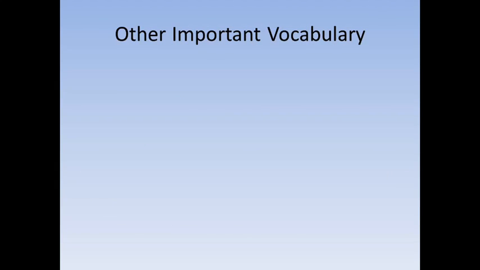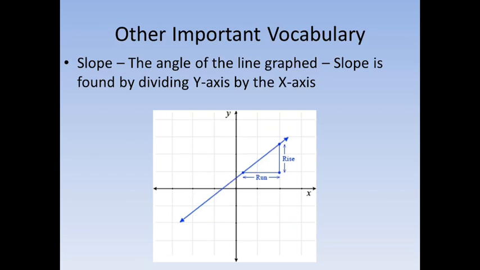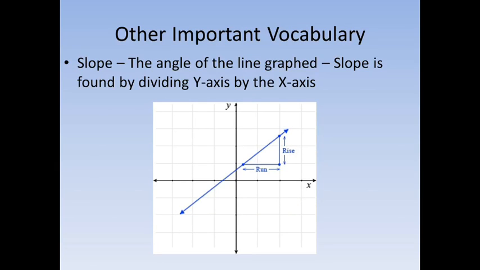Other important vocabulary that we need to know when we're graphing. First thing, slope. Now some of you might not have covered this yet, but you will be covering it in your math class. So slope is the angle of the line. So all lines have an angle. That is the slope. If you're going to calculate this, you're going to take your y-axis and whatever number you have on the y-axis, and you can divide that by your number on the x-axis. If you look right here, you've probably heard this at some point in time as rise divided by run. So rise over run.